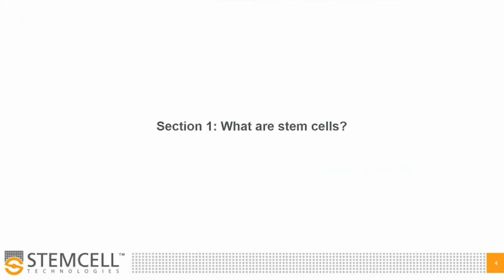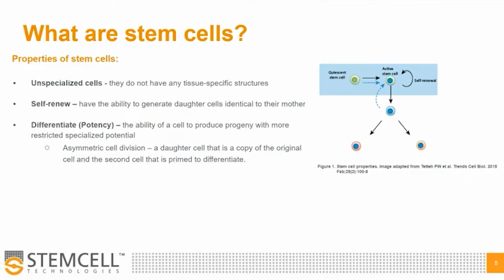So Section 1, what are stem cells? Stem cells are unspecialized cells of the human body. One of the fundamental properties of a stem cell is that it does not have any tissue-specific structures that allow it to perform specialized functions. For example, a stem cell cannot work with its neighbors to pump blood through the body like a heart muscle cell, and it cannot carry oxygen molecules through the bloodstream like a red blood cell. However, unspecialized stem cells can give rise to specialized cells, including heart muscle cells, blood cells, or nerve cells.